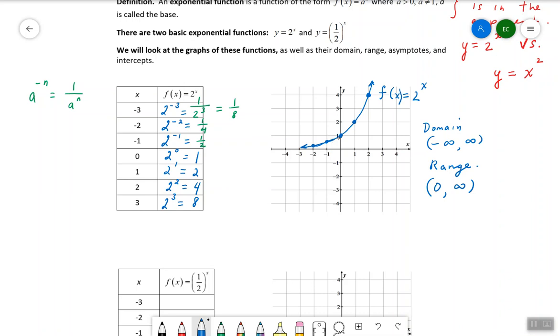Let's see here, there's an x-intercept at 0, I'm sorry, that's a y-intercept at 0, 1. There is no x-intercept. As we come out to the left end of the graph, we get closer and closer to the x-axis, but we never quite get there. So there is no x-intercept.